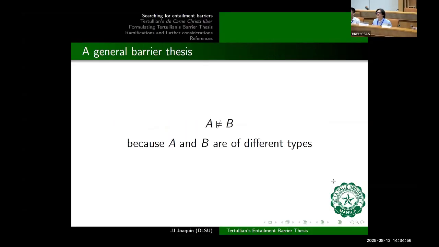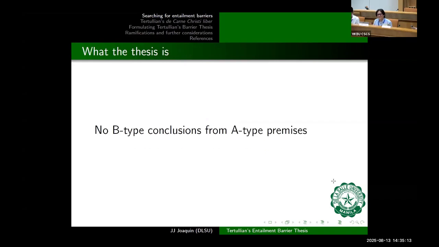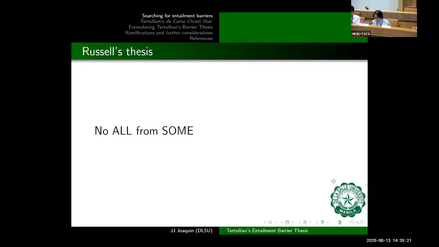So what do we mean by this? Here's the idea. Here's a conclusion B, here's a premise A, and we're saying B does not follow from A because A and B are of different types. They're sentences of different types. But what do we mean by this? What do we mean when we say that no B-type conclusions follow from A-type premises? Now, here's one way of looking at it, but let's look at it by examples.